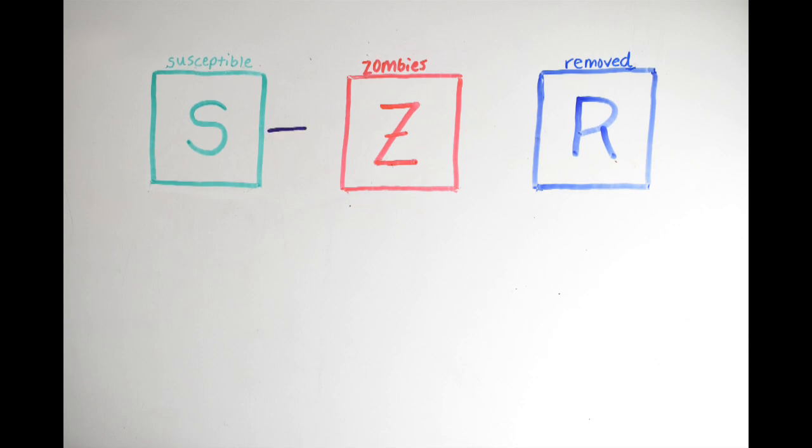Susceptible individuals become zombies with rate beta. Zombies are killed and enter the removed compartment at rate gamma. Using this model, you can write a series of differential equations that describe how the size of each compartment changes over time. The number of susceptibles over time decreases as susceptibles are bitten and become zombies.